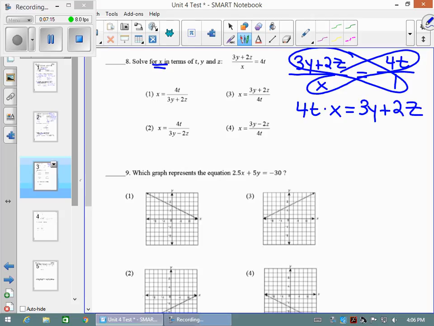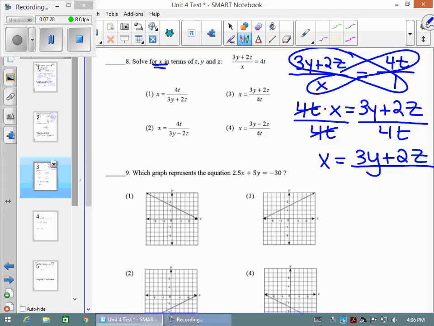I want to solve for x, so now the only thing left to do is to divide away that 4t, which is multiplying x, so we need to divide to undo that operation. And I'm left with 3y plus 2z divided by 4t, which is choice 3.